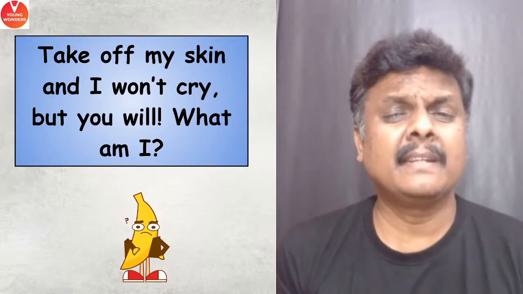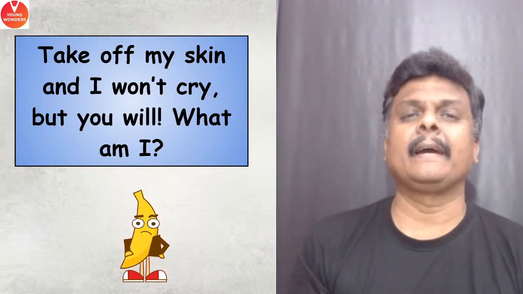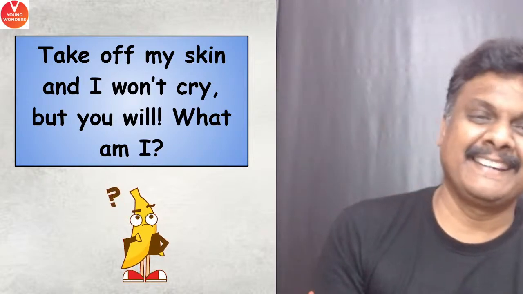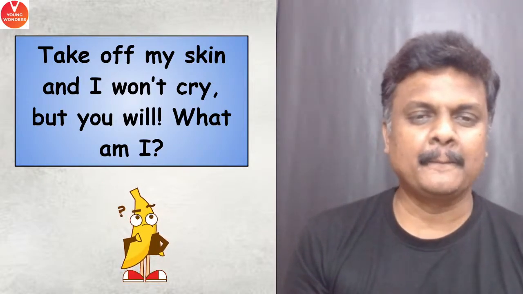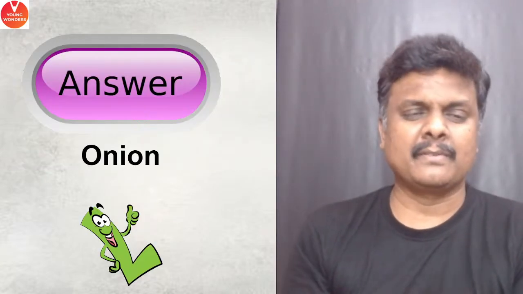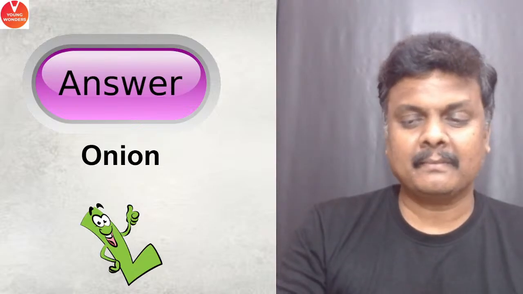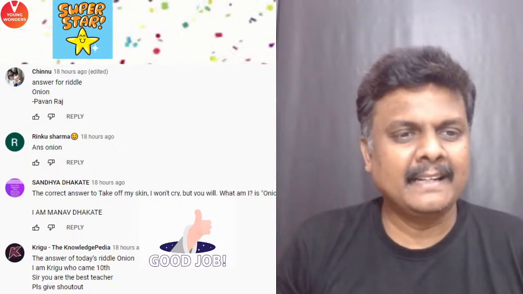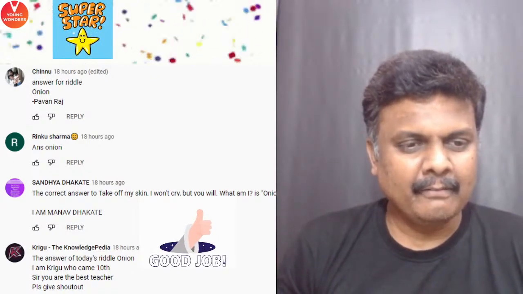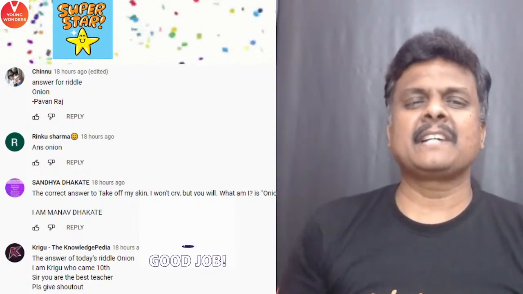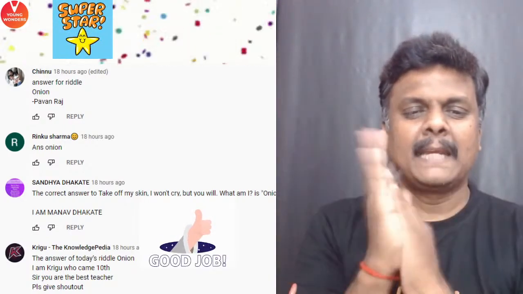Last session, I gave you a riddle, right? Take off my skin and I won't cry, but you will. What am I? Everyone knows this, so simple. Ritika is saying, onion, onion, onion. Yes, Ritika, you're bang on. It is onion. I'm sure many of you would have got this. First few to answer: Pawan, Rinku, Manav, and Krigu. Congratulations, good job done. That's the kind of swiftness that we need. Keep it up, all of you.